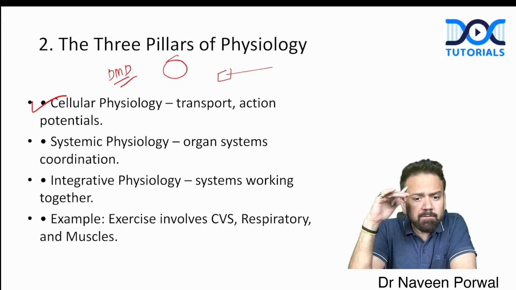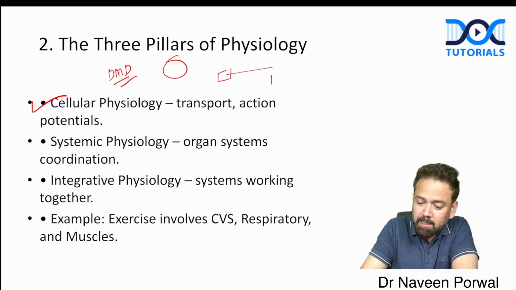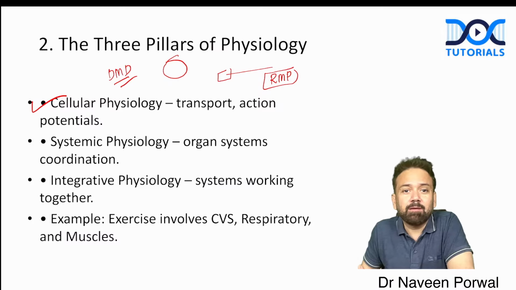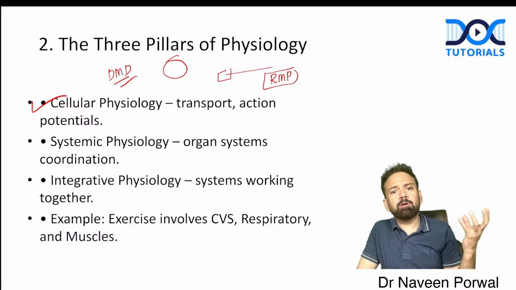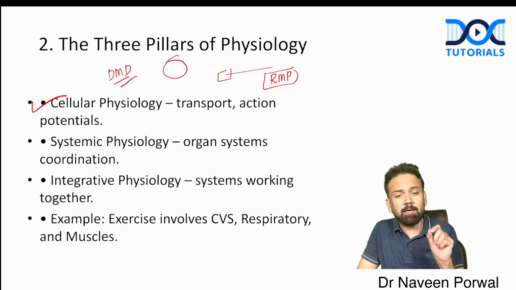See, in physiology, what is life? What is life? It is called the resting membrane potential. We are living because we are having RMP. So it is not that you have to mug up the RMP and write it in the exam and you will pass. No. Now they will not ask the question on RMP like that.